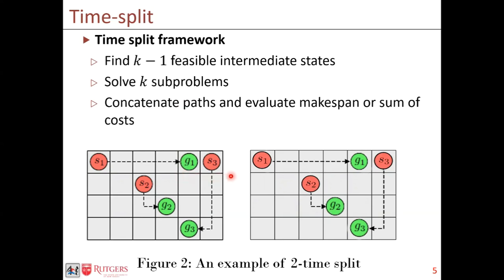Here is an example of a two-time split. To route the robots from red vertices to green vertices, we find yellow intermediate states. Then the original problem is divided into two subproblems. The first one is to navigate the robots from red vertices to yellow vertices. And the second one is to navigate the robots from yellow vertices to green vertices.